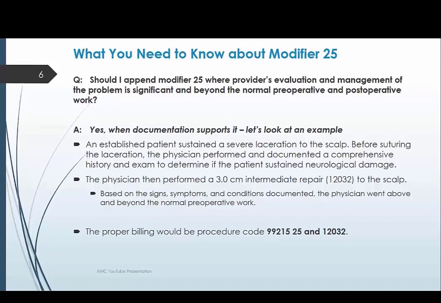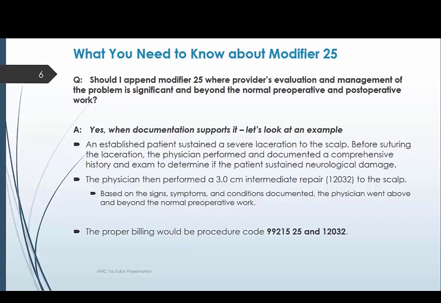An example would be an established patient sustained a severe laceration to the scalp. Before suturing the laceration, the physician performed and documented a comprehensive history and exam to determine if the patient sustained neurological damage. The physician then performs a 3.0 centimeter intermediate repair, which is reported with code 12032 to the scalp.